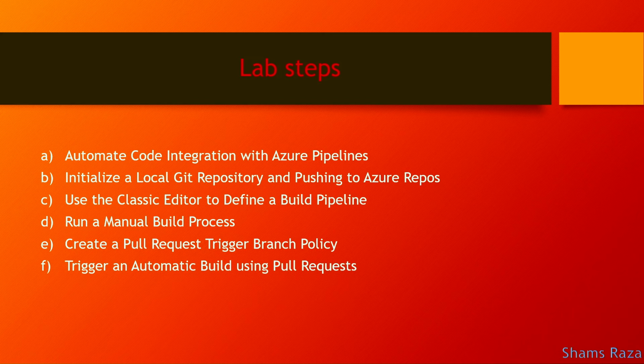So the lab steps would be that we would automate the code integration with Azure Pipelines. We will initialize a local Git repository and push that to Azure Repos and use the classic editor to define the build pipeline, run the pipeline manually, and then we will create a pull request trigger branch policy, and using that we will trigger the automatic build using that pull request.